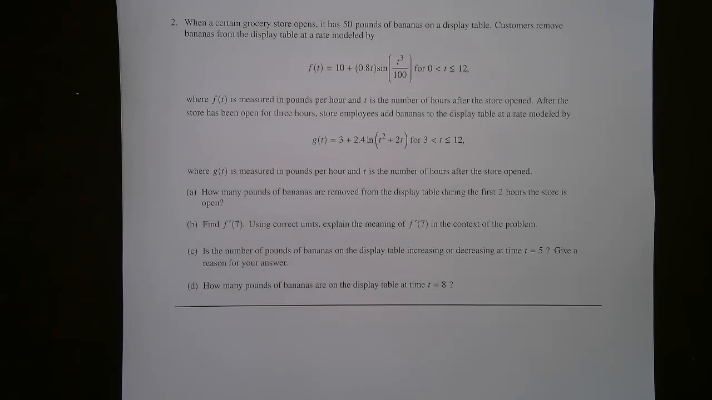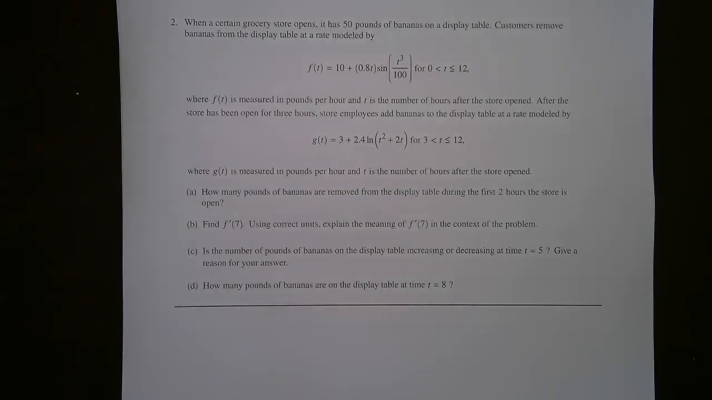And so we want to integrate. We're going to start with 50 bananas, and then we're going to remove the total of bananas that have been removed from 0 to 8, but then we need to add back in how many bananas have been added, and that would be the integral of g of t from 3 to 8.